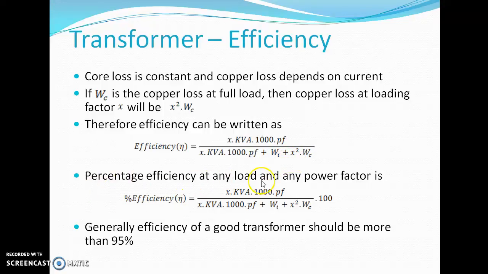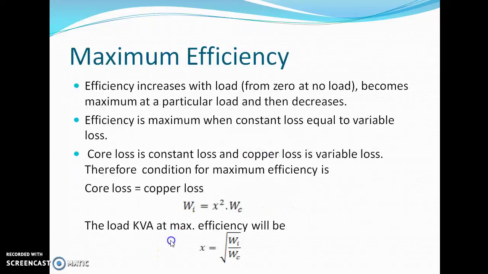The percentage efficiency can be calculated by multiplying the above formula by 100. A good transformer has generally an efficiency of more than 95%. The efficiency of a transformer increases with increase in load. At no load, of course, it is zero. It increases as the load increases, and at a particular load it becomes maximum, and then it starts decreasing.